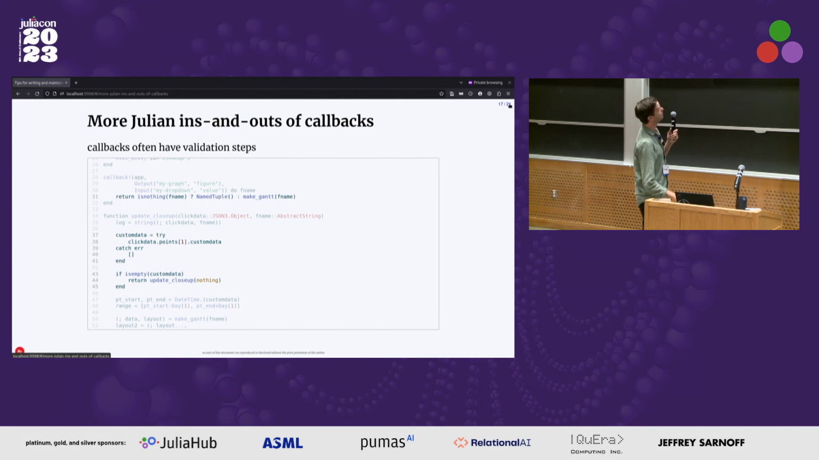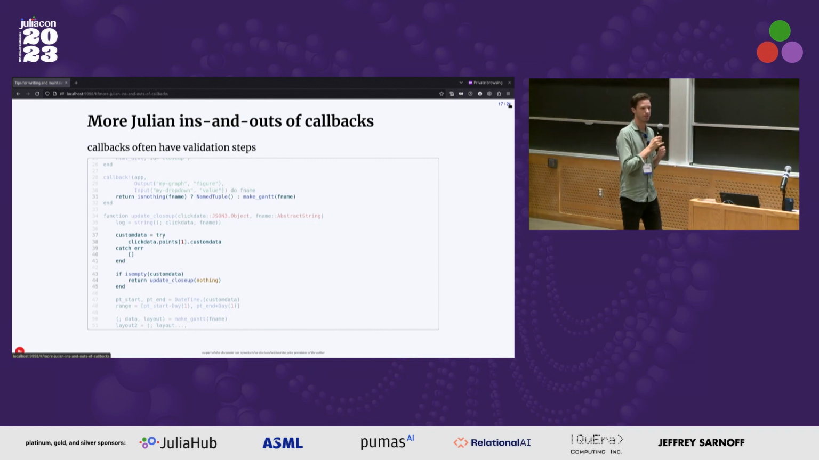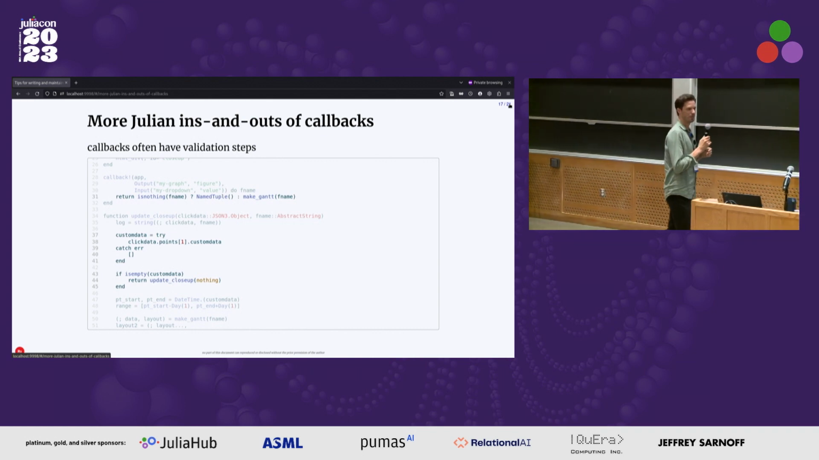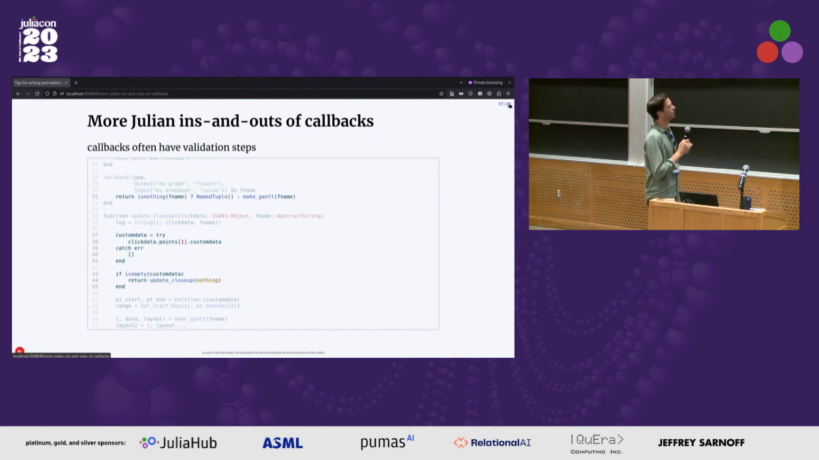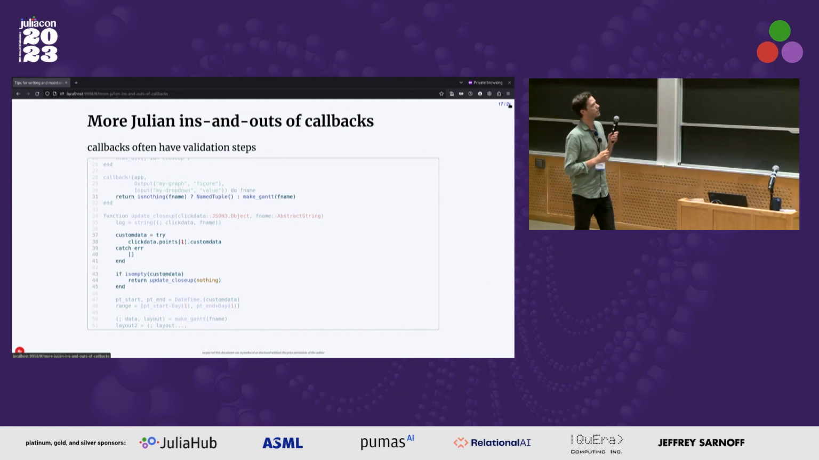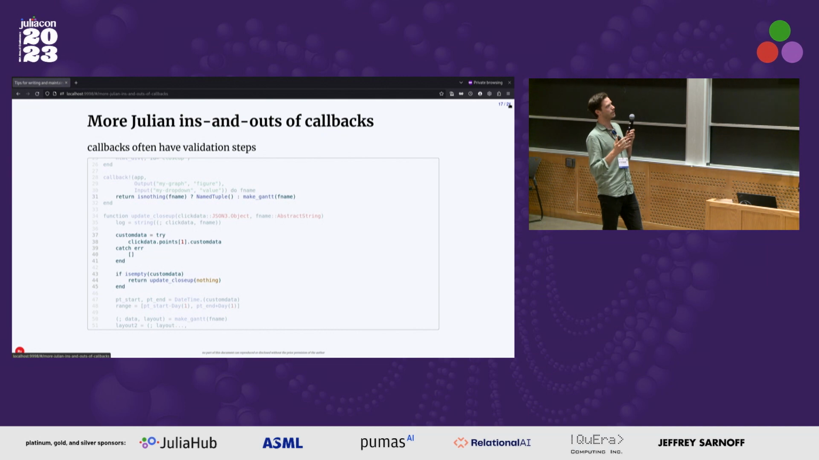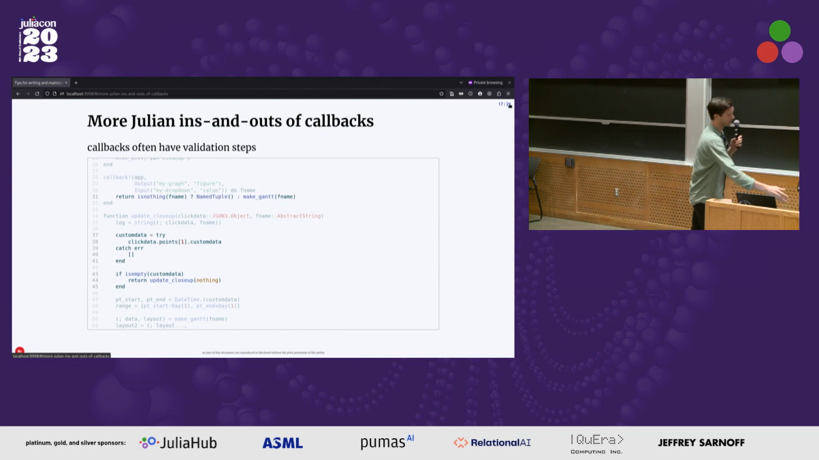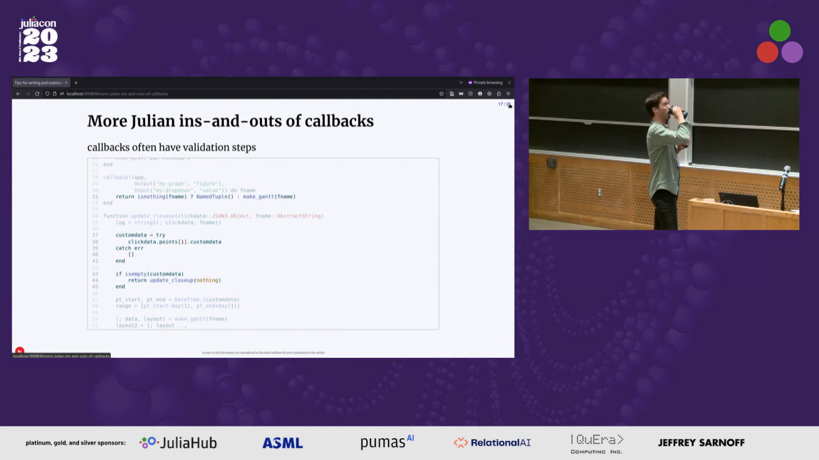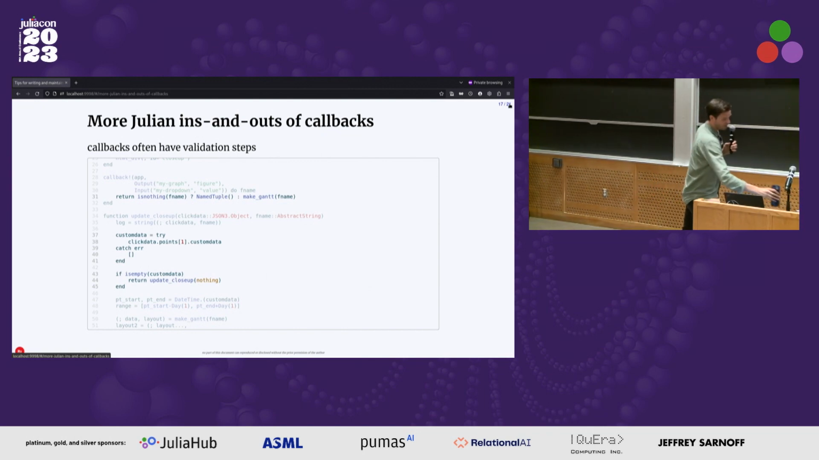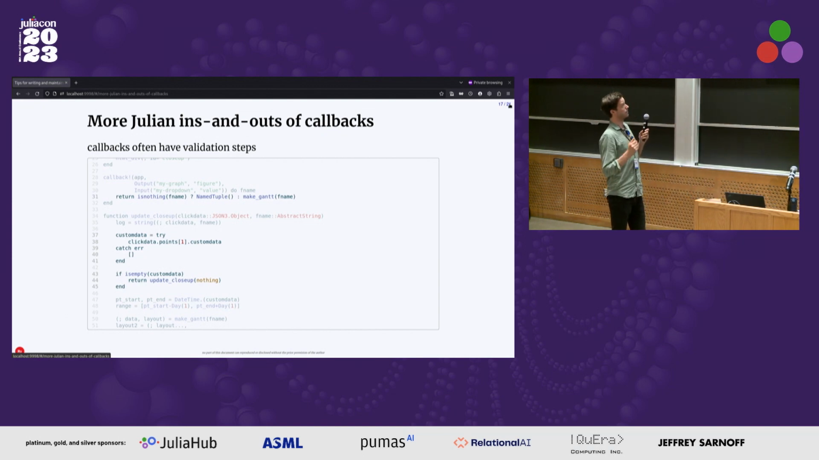Okay. Now how much time do I have left? Okay, cool. So now we have our app. It's pretty good. But like I said, there's a bit of boilerplate involved, and we'll try to write it in a better way, in a more Julian way. Here, this is just highlighting the boilerplate, the validation that we see often in callbacks.